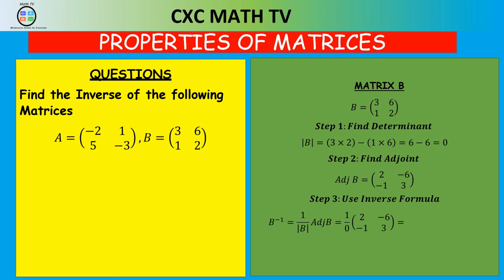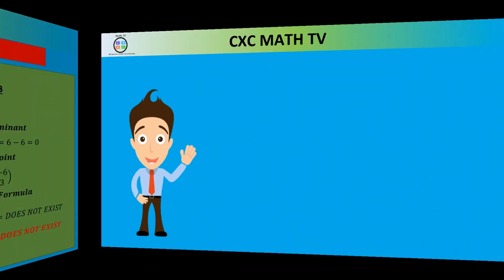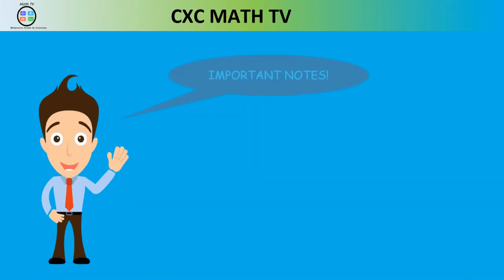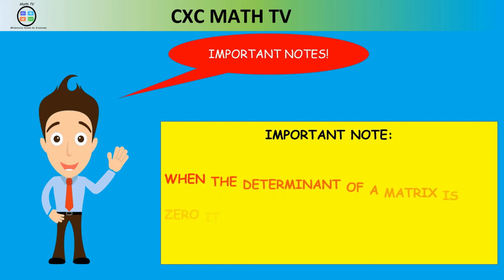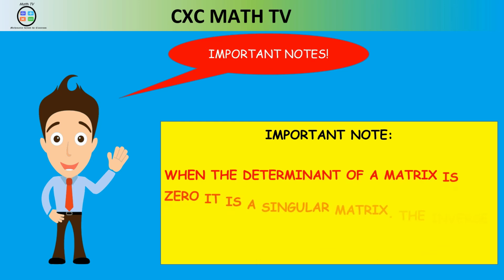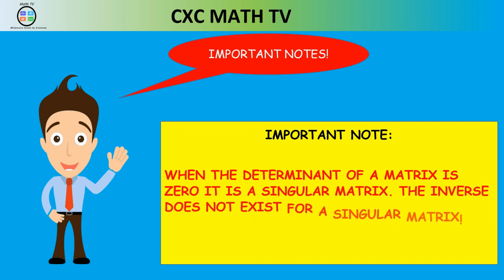We do not know. Because our calculator cannot evaluate 1 over 0, in this case, the inverse of the matrix B does not exist. Now, what did you observe? The inverse of matrix B does not exist. So it's important to note that whenever the determinant of a matrix is 0, we call that a singular matrix, and the inverse does not exist for a singular matrix. So we must remember that.